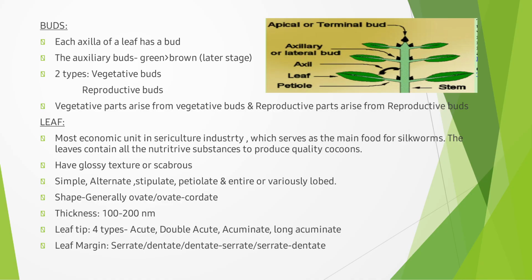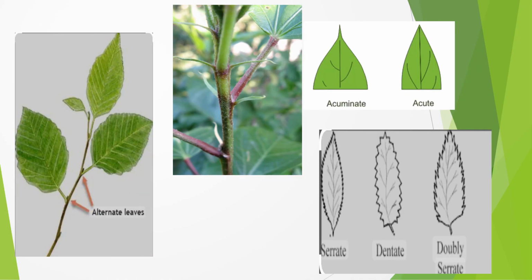In the following slide, I have included the picture of an alternate leaf. First is the typical alternate leaves, and next is the stipule. This part is the small outgrowth on the base of the leaf on the stalk.